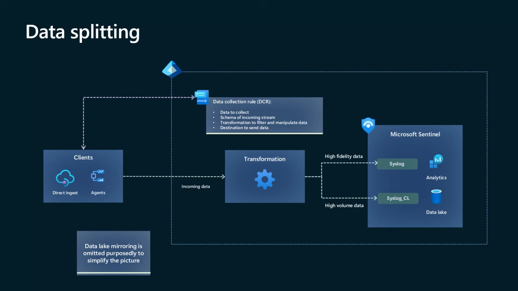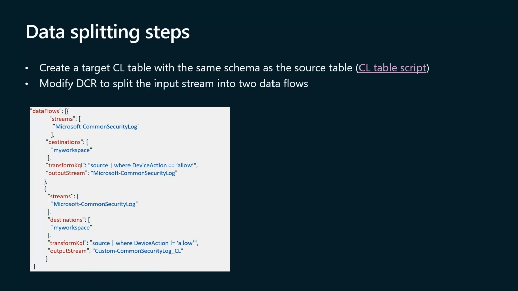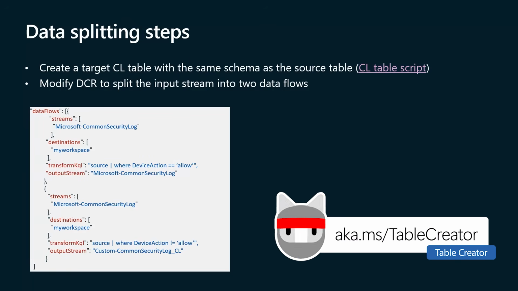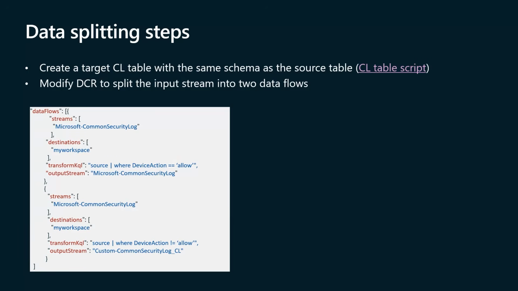In order to enable this scenario, right now you have to do the changes in the data collection rule. So the first step that you need to perform is to create a custom log table with the same schema as the original table. In our example, it was syslog, so syslog_CL with the same schema. This is not very complicated, but in any case, we have a script. We'll provide the link here that allows you to create that custom log table with a simple command.